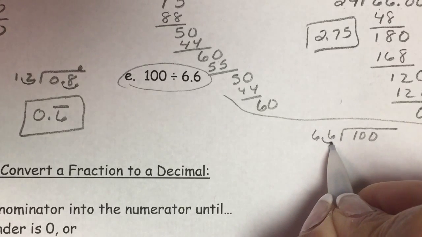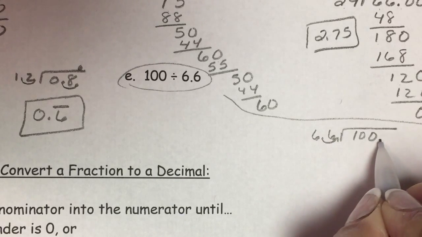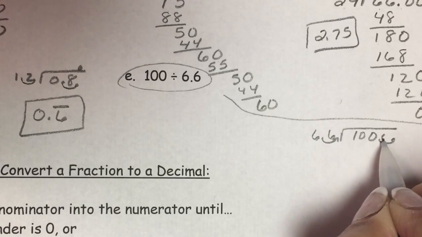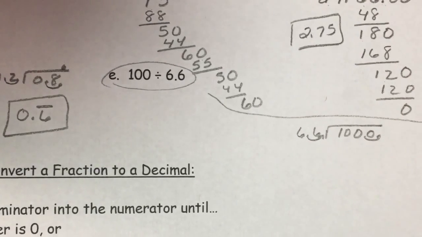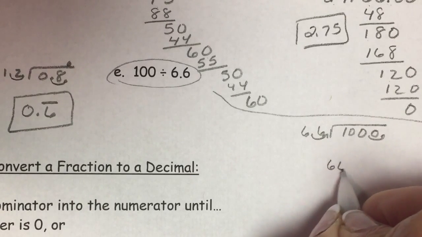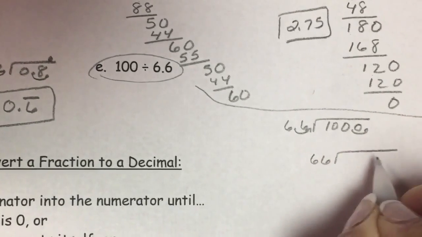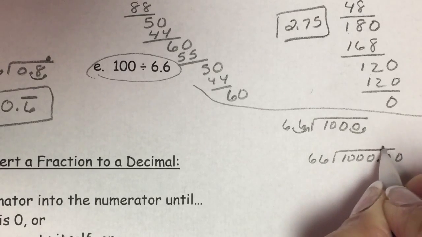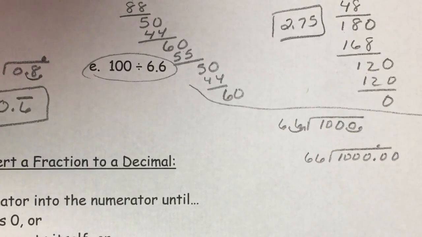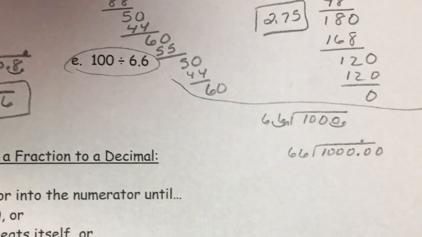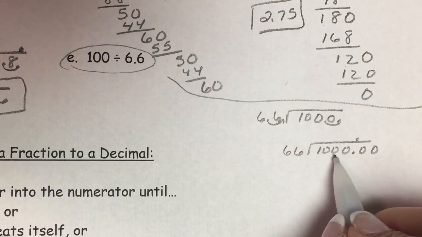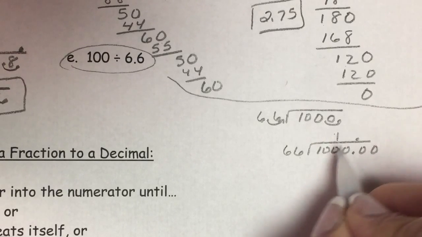Again, that needs to be moved over 1. The decimal's really here, which means that needs to be moved over 1, which puts a 0 there. So now what I really have is 66 goes into 1,000, and I'm going to, again, put my decimal and a couple of zeros. I don't know if I'm going to need them, but they're there if I need them. All right, 66 goes into 100 one time.